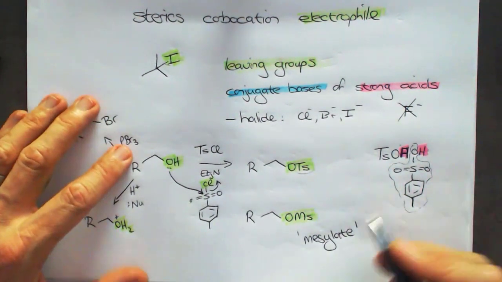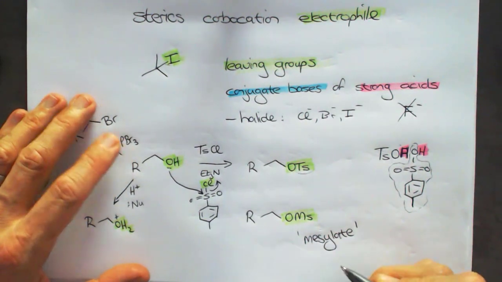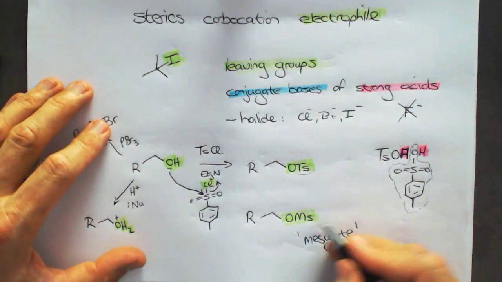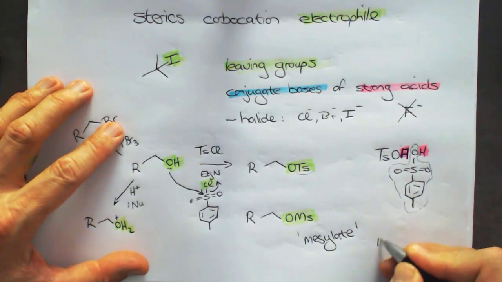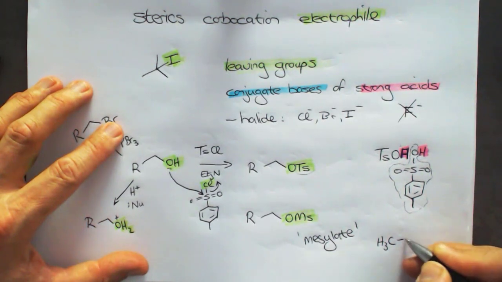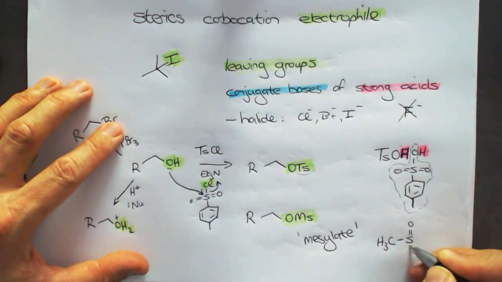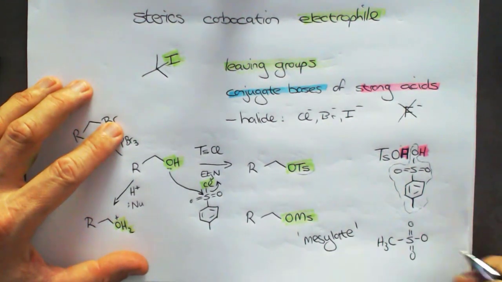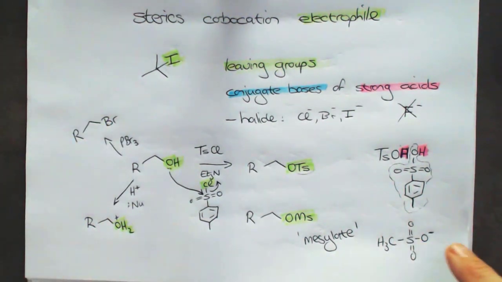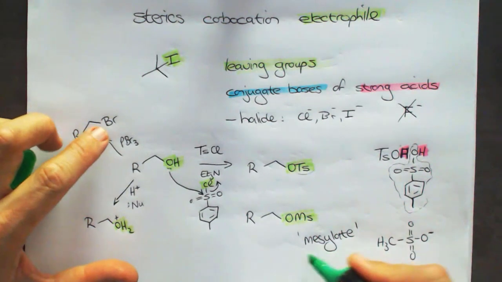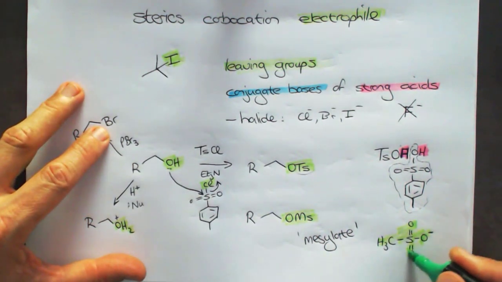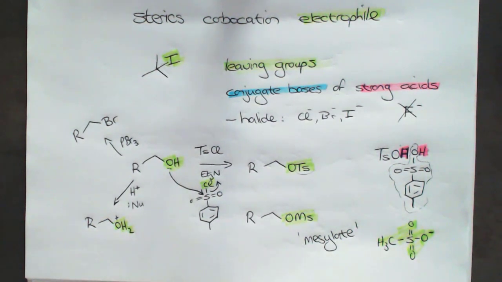And the "Ms" part is because it's methanesulfonic acid. So what it looks like is just a methyl group with the sulfur and the O minus on it over there. So that's the mesylate. If it was protonated, it'd be methanesulfonic acid, but this is the whole molecule over there, the mesylate.